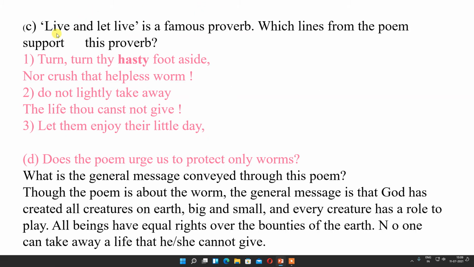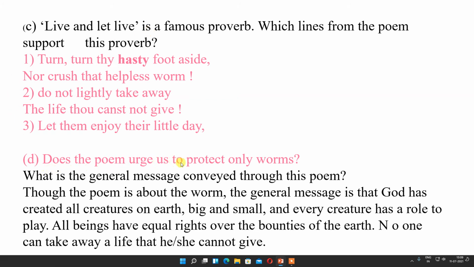Next, C. Live and let live is the famous proverb. Which line from the poem supports this proverb? Turn thy hasty foot aside, nor crush the helpless worm. That proves live and let live. Do not lightly take away the life though you cannot give. Let them enjoy their little days. That means you also live happily, and let them live happily. So these three lines prove this proverb correctly.